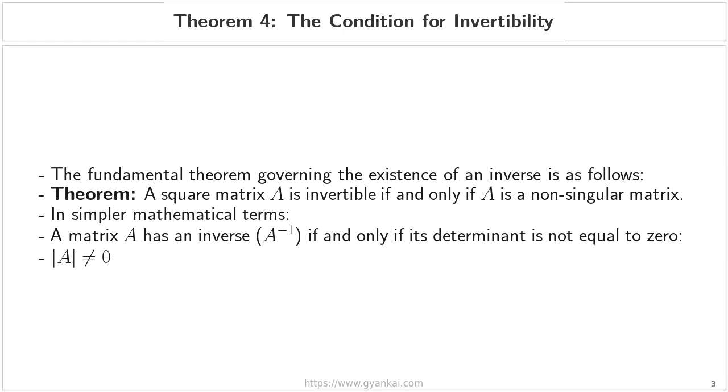So, if you calculate that determinant and find it is anything other than 0, you are in the clear. But if it is exactly 0, you can stop right there, because an inverse simply does not exist. In the next slide, I will show you the algebraic reason why this specific condition is so critical.